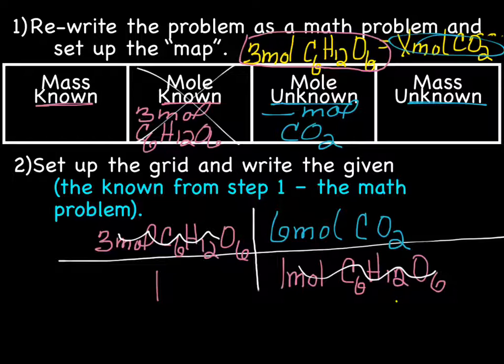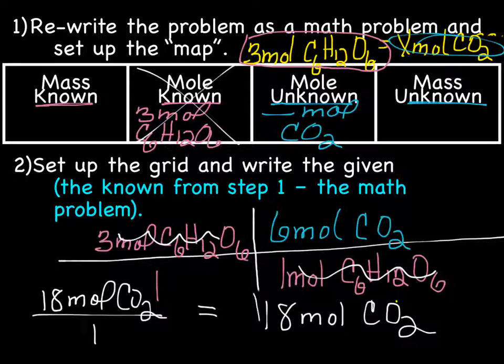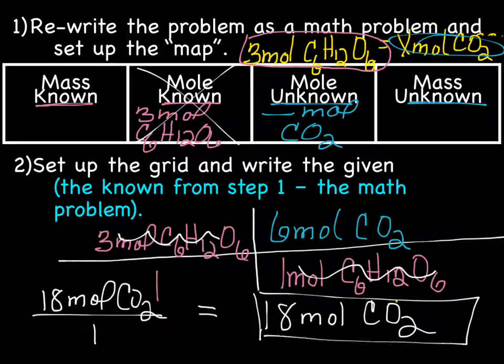So multiplying across the top, we end up with 3 times 6 mole CO2, which is 18 mole CO2. And multiplying across the bottom is 1 times 1. So 18 divided by 1, final answer, 18 mole CO2. So hopefully you didn't think that was too bad.